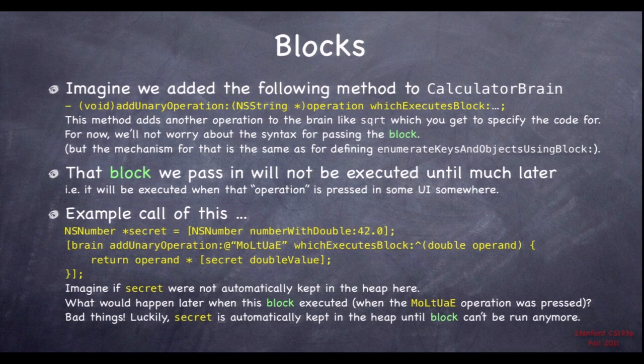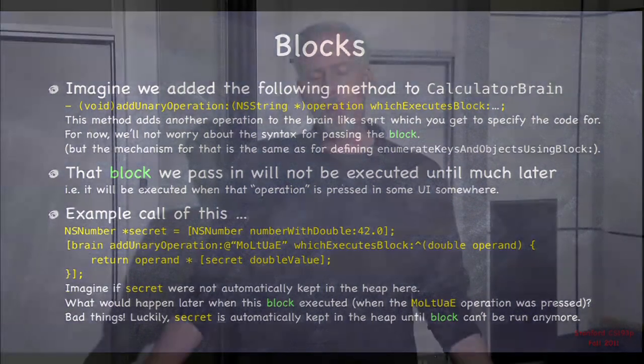So that if someone has an MOLTUAE button in their calculator and they're pressing it and it's executing this block for me, that secret doesn't go away, because then I wouldn't know the meaning of life, the universe, and everything. I couldn't calculate this block, right? So does that make sense as to why we have to keep a strong pointer to that secret? Okay, so that's going to cause a problem, keeping that strong pointer, which we'll get to in a few slides. But before we get to that, let's talk about the syntax for declaring all this stuff.